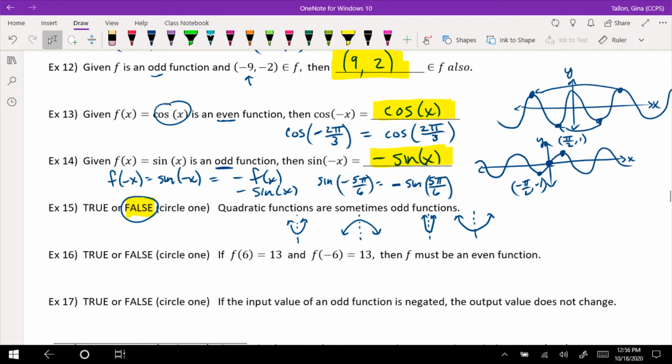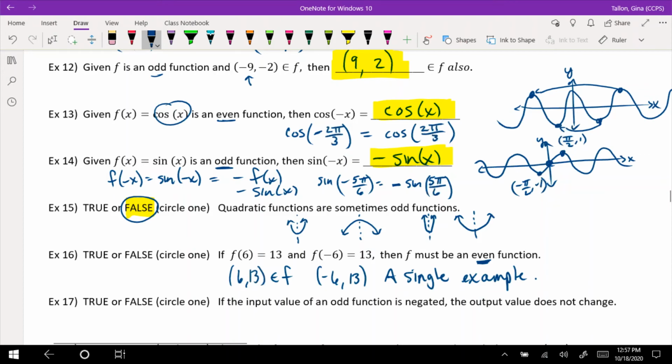Circle 1. If f of 6 equals 13, so that means that the point 6 comma 13 is a member of the function f, or is an element of f, or belongs to f, and negative 6, 13 belongs to f, well then f must be even. So what does even say? Even says that for all x in the domain, when you negate your x, the y does not change. So this is just a single example. And a single example is not all x values in the domain.